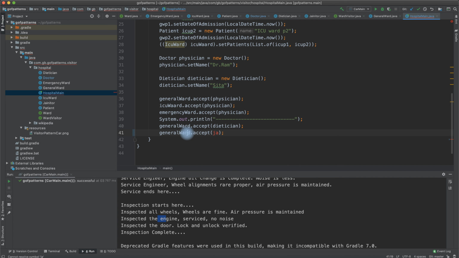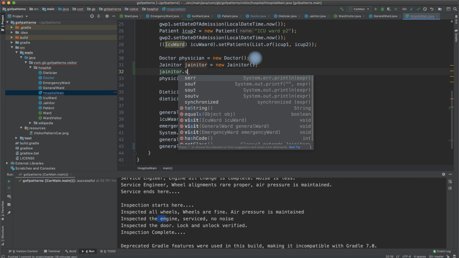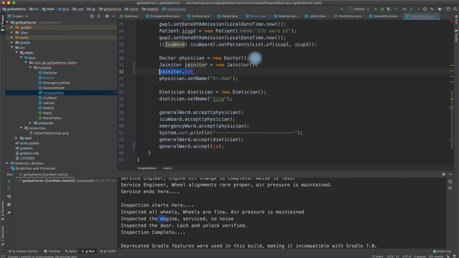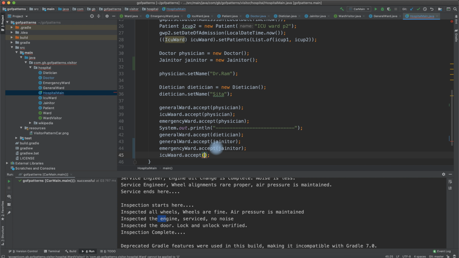So we have to create a janitor, equal to new Janitor. The name doesn't matter. Then general ward dot accept janitor, emergency ward dot accept janitor, ICU ward dot accept janitor. Okay, so we can add things like this.